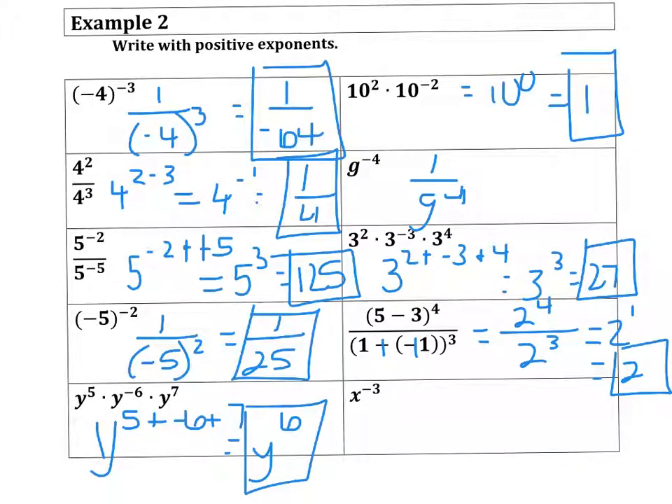And then lastly, because we have a negative exponent in this last one, we can't leave that in our final answer, so we will rewrite this as 1 over x to the positive third power. But that's as far as we can go.